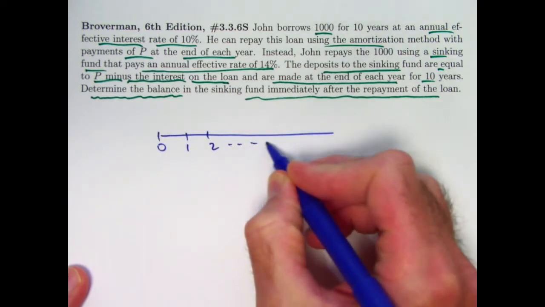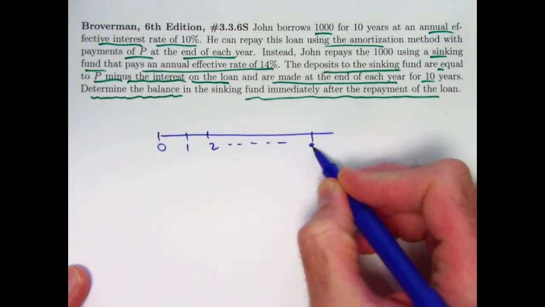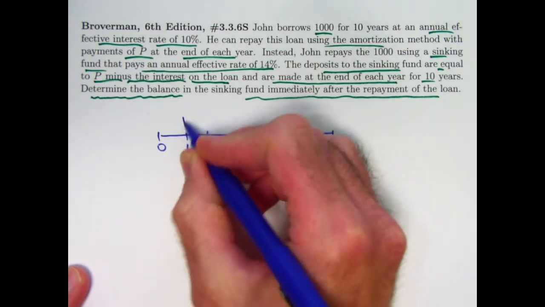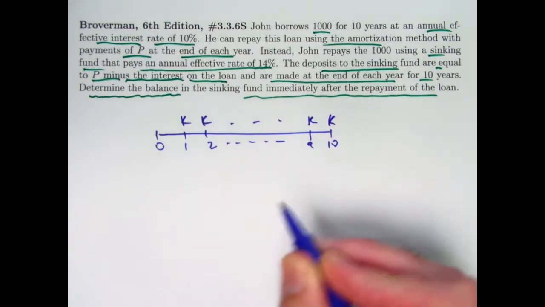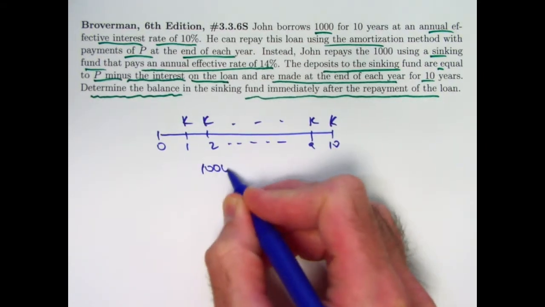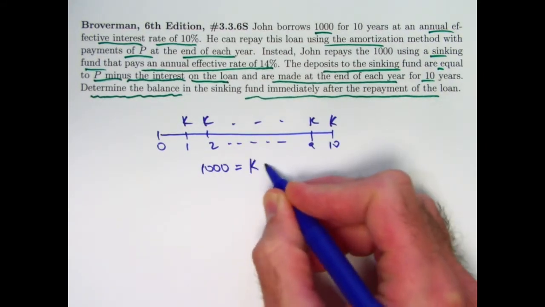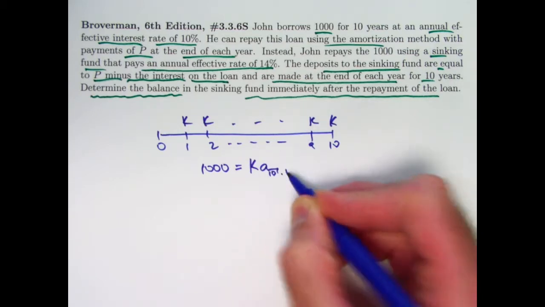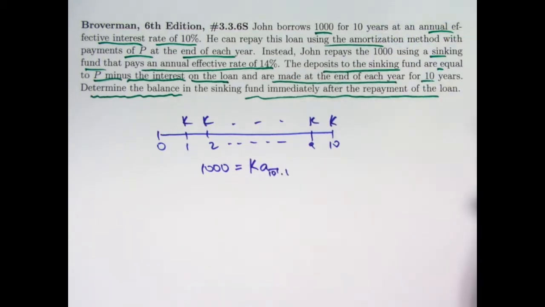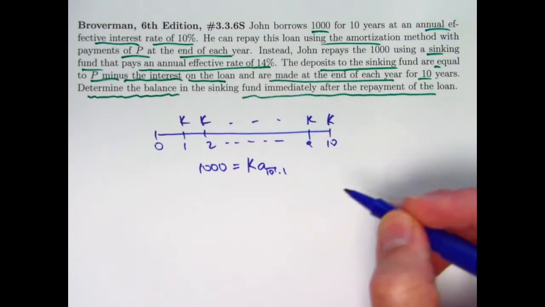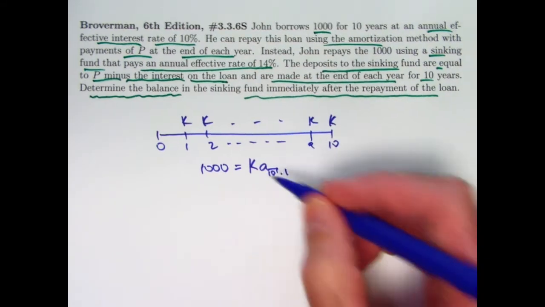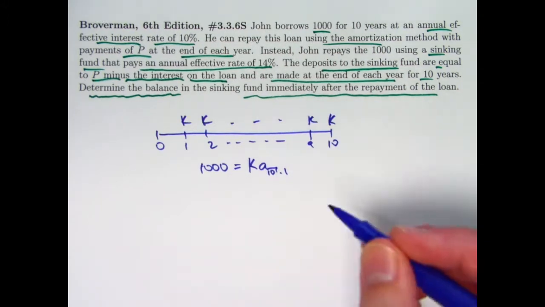So what were those original payments under the original payment plan going to be? Let's call that amount K. Your equation of value would be that 1,000 equals K times a angle 10 at 10%, right? 10 years, 10 payments, annual interest rate of 10%. There's your present value of a basic annuity immediate. Times K would have to equal 1,000, the present value of the loan.